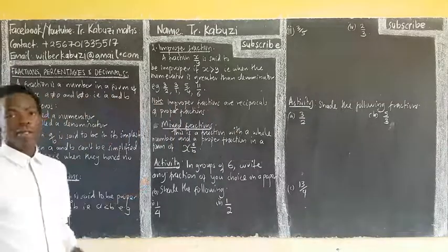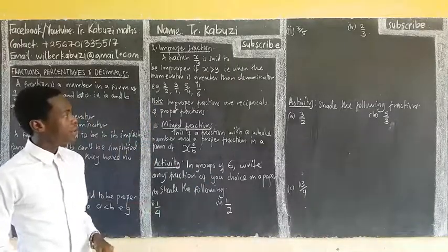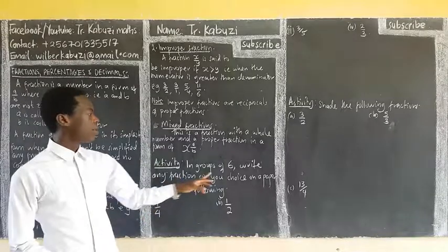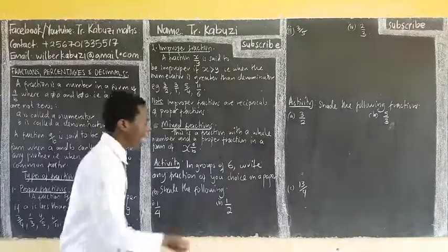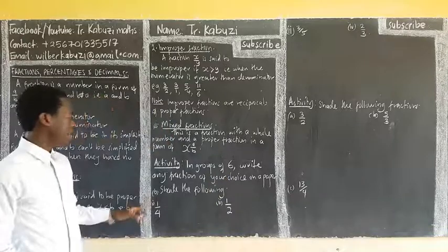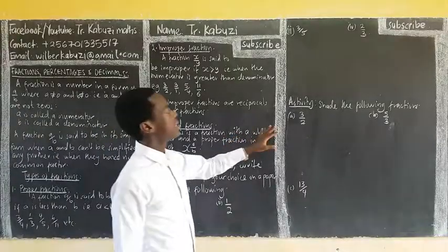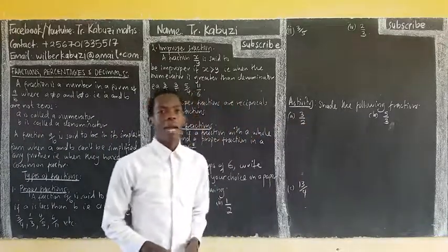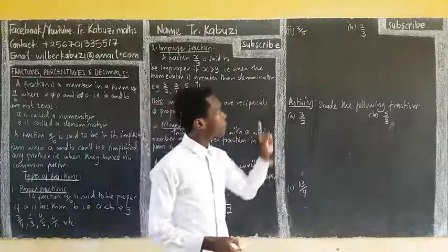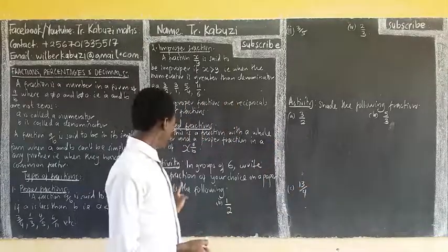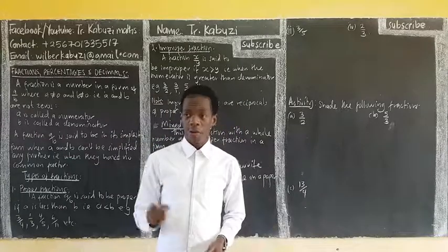So now, I want you to group yourselves in groups of 5. We are having 2 activities of integration. First one, in groups, write any fraction of your choice on a paper. Then part B, shade the following. After shading these, we also shade these ones here. So that's going to be our activity. I'm going to give you 10 minutes for these 2. Okay, in groups of 5, can we start?